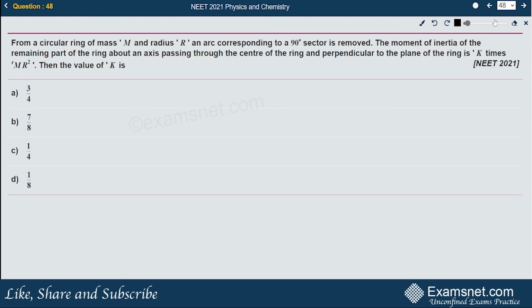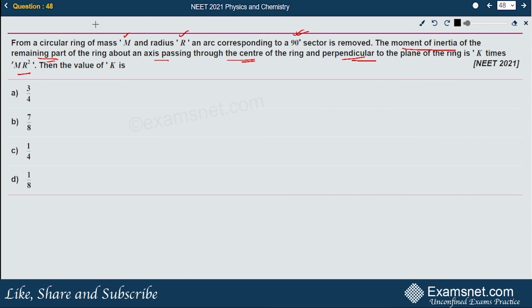Now question number 48 is from the chapter Systems of Particles and Rotational Motion. And the question is, from a circular ring of mass capital M and radius capital R, an arc corresponding to a 90-degree sector is removed. The moment of inertia of the remaining part of the ring about an axis passing through the center of the ring and perpendicular to the plane of the ring is k times MR square. Then the value of k is.